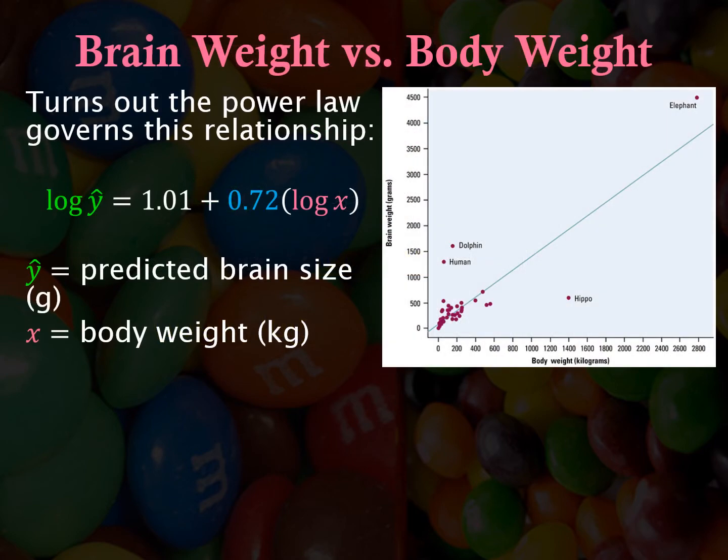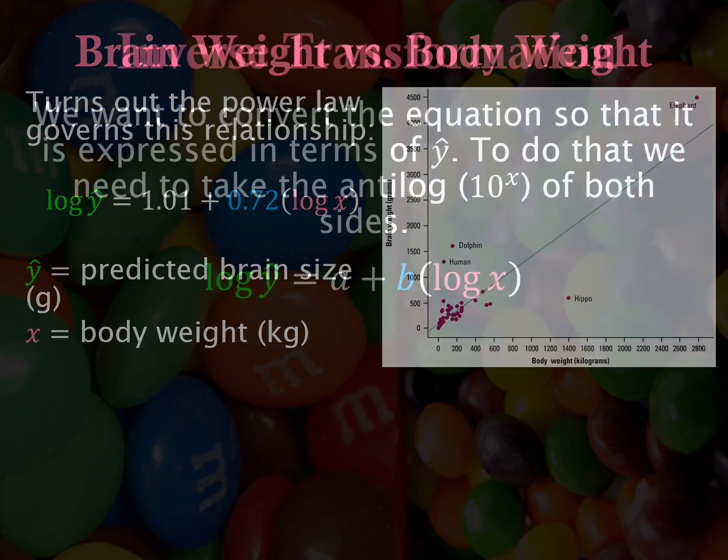So looking at the body weight, here's the equation. It turns out it was a power relationship, so log of y hat equals 1.01 plus 0.72 log of x, where y hat is predicted brain size in grams and x is the body weight in kilograms.